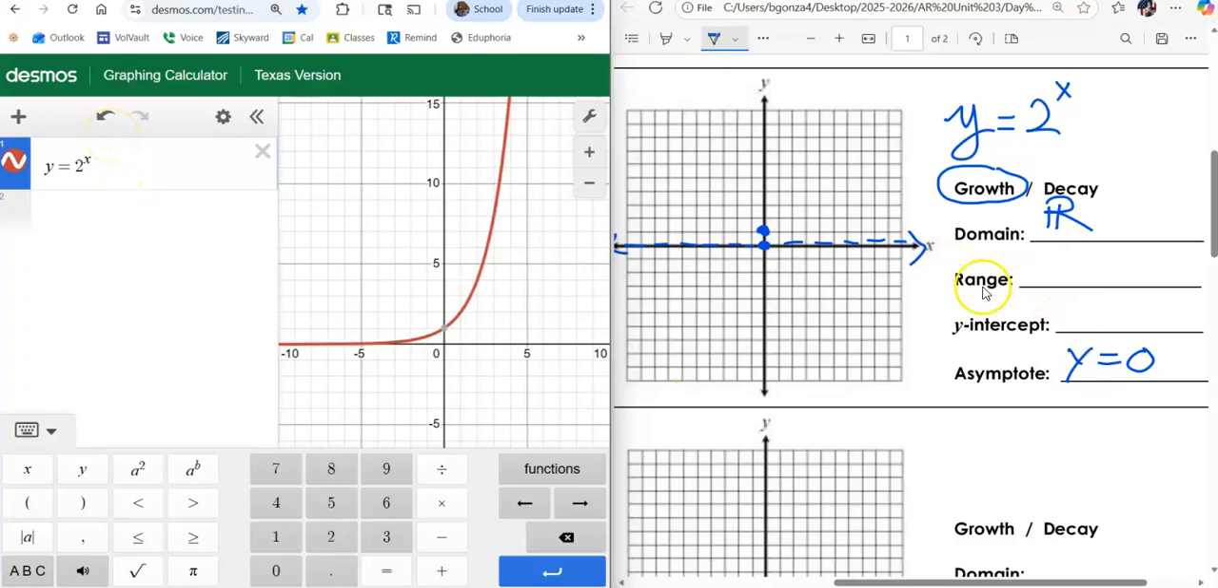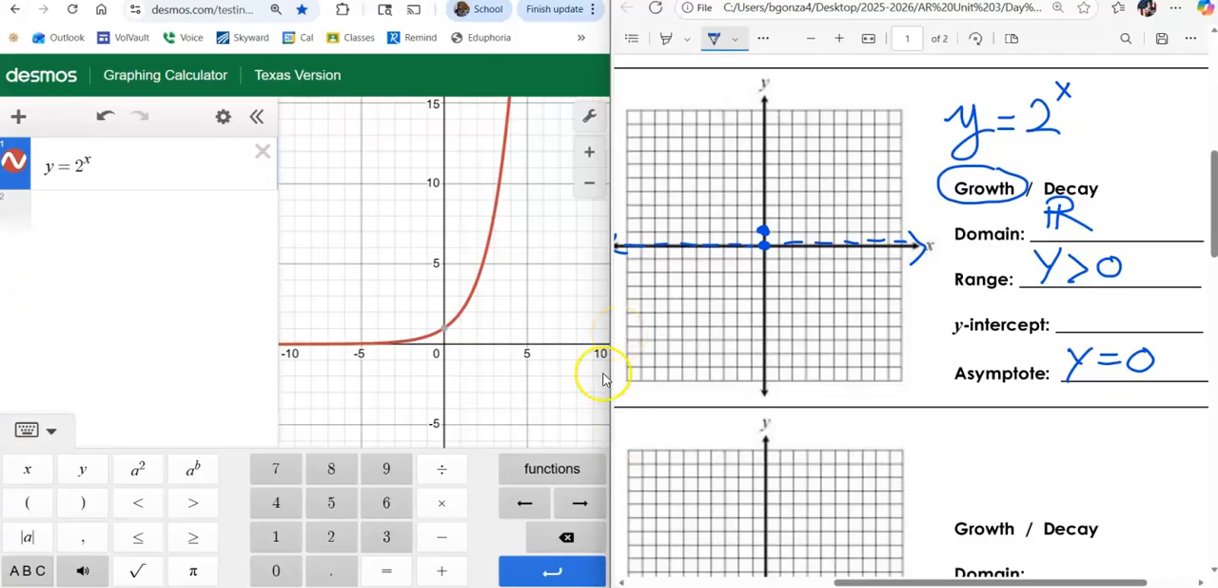Now, what's the range? Here's my question. Does it go below 0? No. So your range is the y values greater than 0. Above 0. So you're going to put greater than 0. Should we underline it? And the answer is no. It never touches 0. It's never equal. It's only greater than 0.